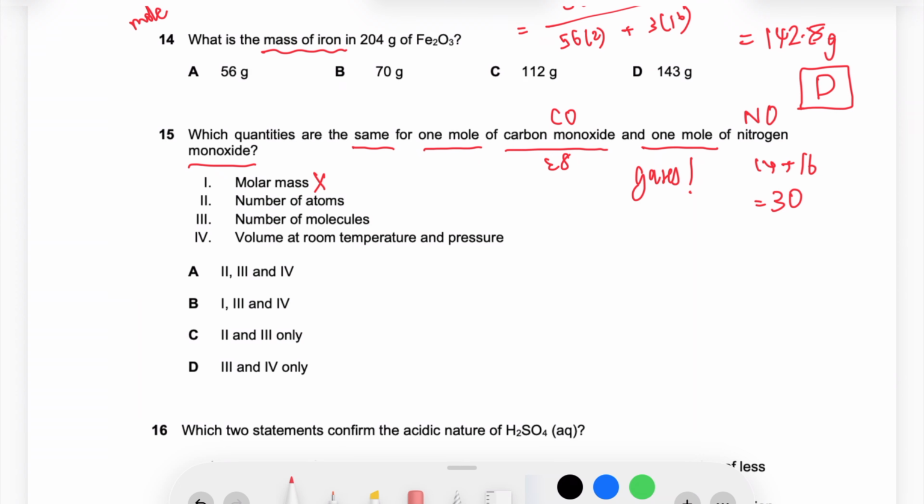Number of atoms, yes, it's true because one molecule of CO has 2 atoms. NO also has 2 atoms, so the atoms will be the same. The number of molecules will be the same as well, because both are 1 mole. And since the mole is the same, Avogadro's law states that the same mole means the same volume. So the volume will be the same as well. So the answer is 2, 3, 4. Answer is A.